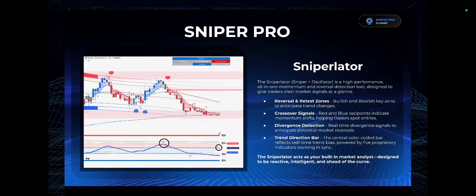And last but not least, we also have our trend direction bar. There is this center bar in the middle of the Sniper layer, which will show you blue bars and red bars. This is a composite of 5 different indicators with 5 different settings. So the trend direction is not as responsive. It's a little bit slower. It's like a 1 to 2 bar delay because it's designed to be a stronger signal.